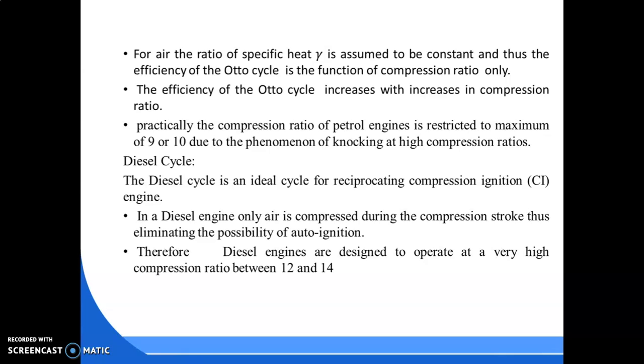Therefore, diesel engines are designed to operate at very high compression ratios, that is 12 to 14 or you can say 16 to 22 also. So the diesel engine has a high compression ratio because you are compressing only air. But in the petrol engine we are compressing an air and petrol mixture, so if you increase the compression, we have a chance of pre-combustion. But here there will be no chance of pre-combustion, because if you compress the air to that much temperature, air alone cannot burn.